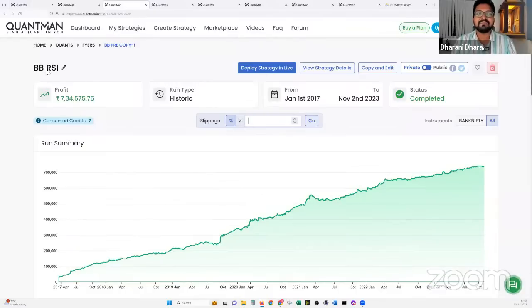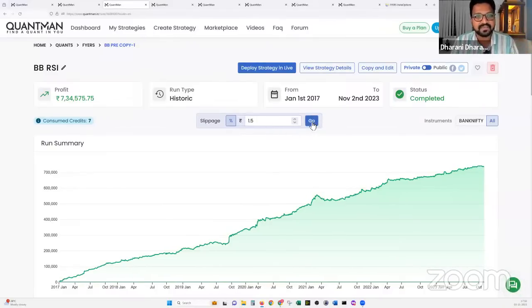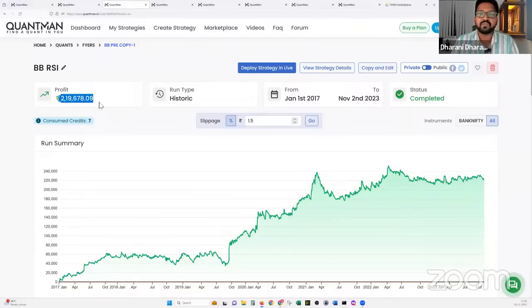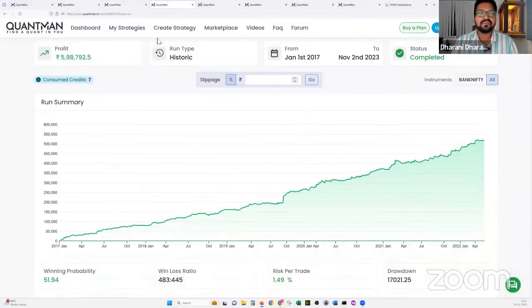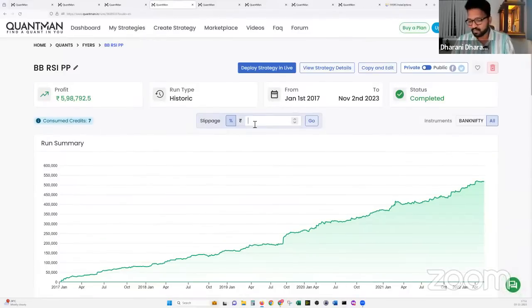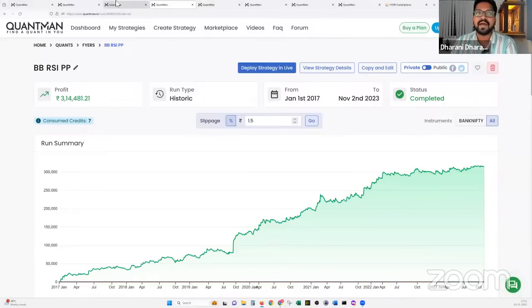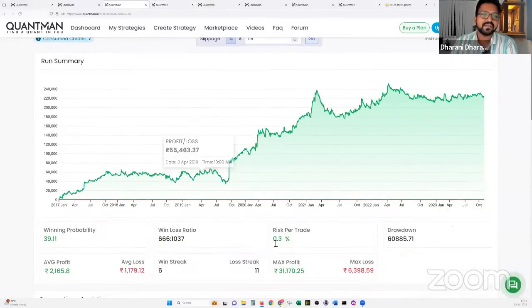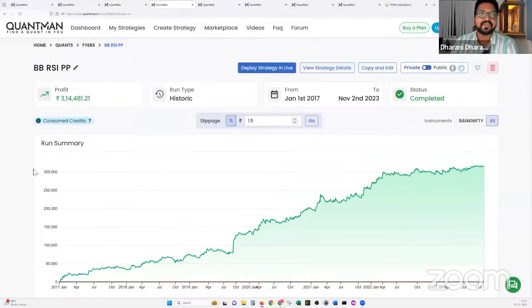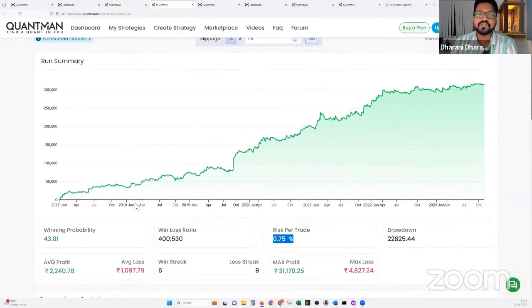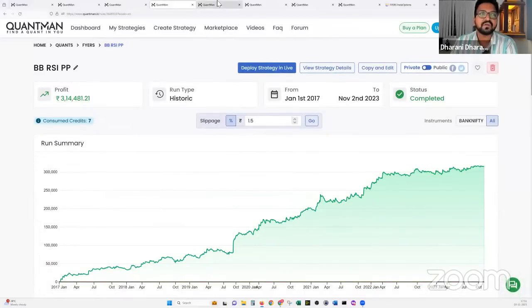The next strategy, BB plus RSI, showed us 7 lakhs of profitability. Post 1.5% of slippage, it's 2 lakh rupees of profitability. And this is the first strategy which makes profit. Along with that, the pivot point strategy, I put 1.5% slippage. Now this was able to bear it. We see here 0.3 RPT, and after slippage 0.75.